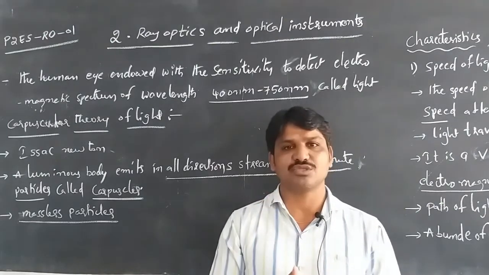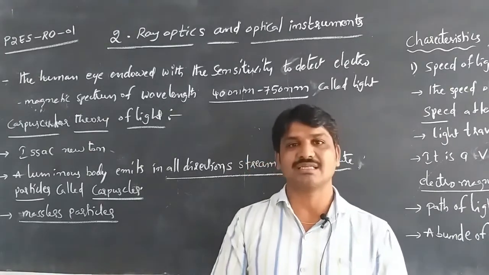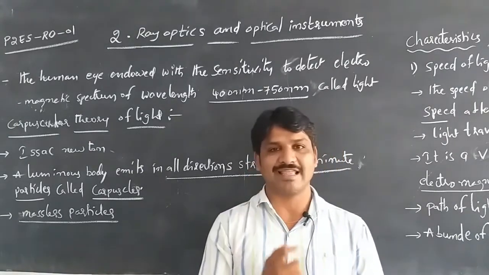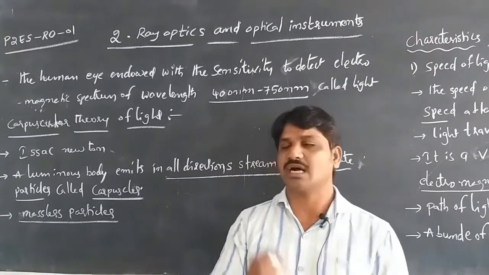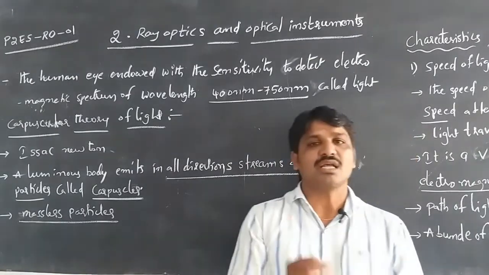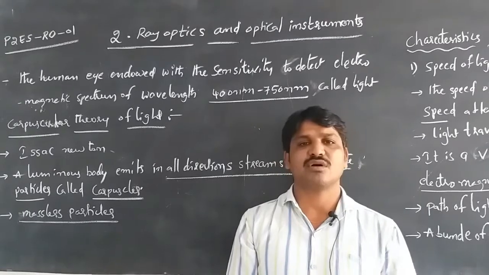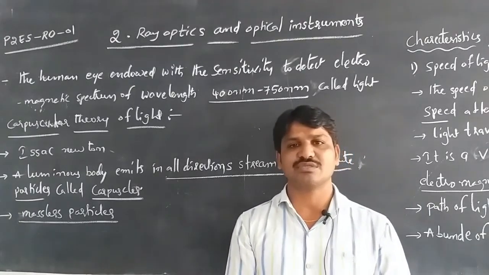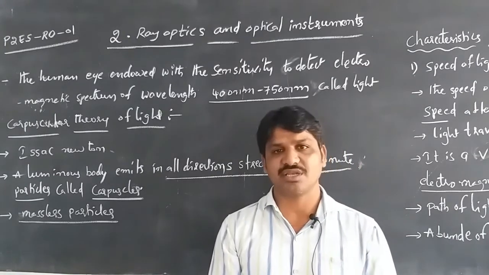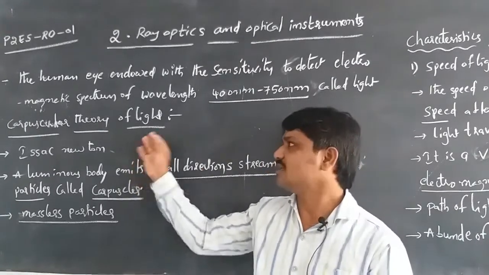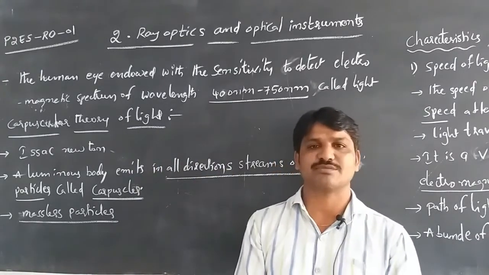That frequency range which the eye can detect, the sensitivity to detect electromagnetic waves of wavelength 400 nanometers to 750 nanometers, is called light. Based on that light, Euclid gave his theory, and after that Sir Isaac Newton proposed a theory about light, the corpuscular theory of light. That is the corpuscular theory of light. The great scientist Sir Isaac Newton proposed that.